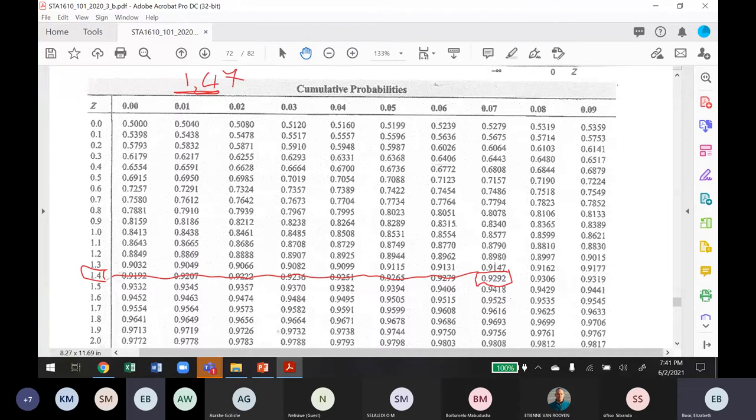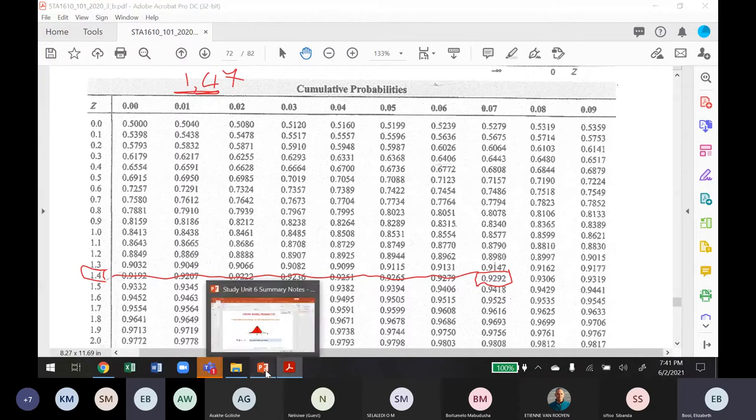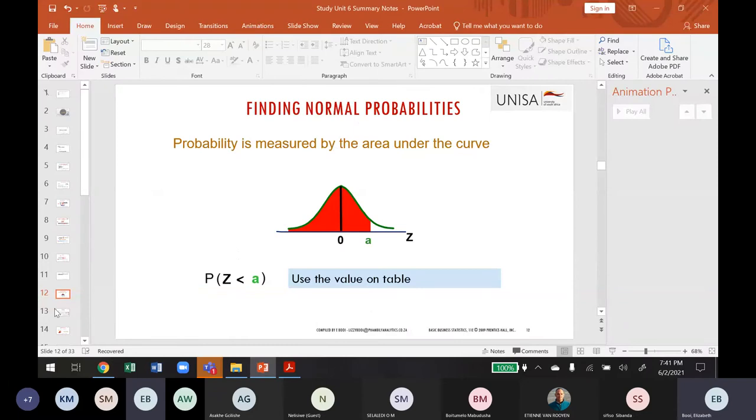So let's do more exercises. Let's continue so that we can learn how to use this table.